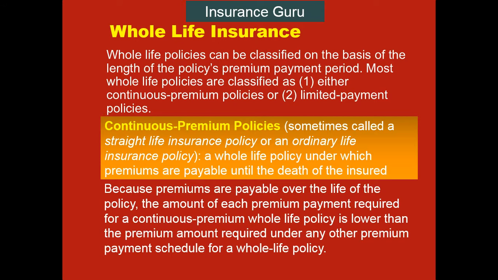Whole life policies can be classified on the basis of the length of the policy's premium payment period. Most whole life policies are classified as either continuous premium policies or limited payment policies. First is the continuous premium policy, sometimes called an straight life insurance policy or an ordinary life insurance policy, a whole life policy under which premiums are payable until the death of the insured.